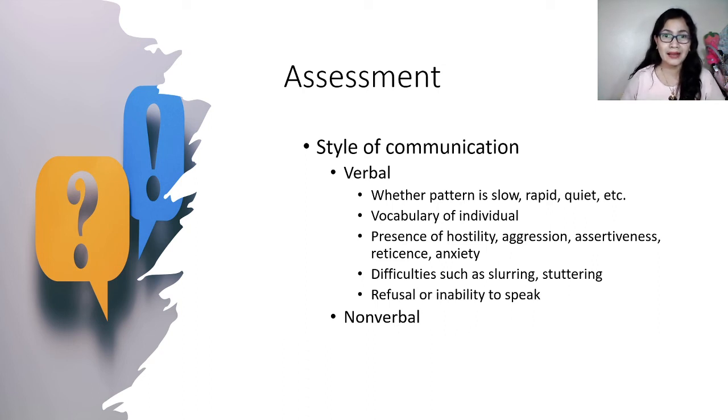Next is, what is the style of communication? Is it verbal? Whether the pattern is slow, rapid, quiet, okay? What's the vocabulary of your client? Is there any presence of hostility, aggression, assertiveness, anxiety? Are there difficulties in speaking, like slurring of speech, stuttering, or inability or refusal to speak? This will also be correlated to the condition of the client.